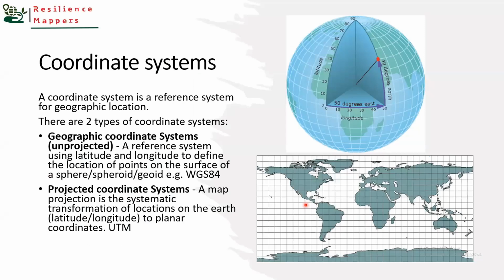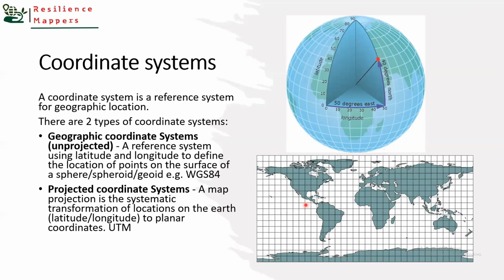Coordinate systems. A coordinate system is a reference system for geographic location. If you remember ordinary level mathematics, coordinate systems have X and Y, then sometimes Z. Even here in GIS, we have that kind of system where we have the origin and something which we could call the Y-axis and the X-axis. The only difference now is that it is georeferenced, like a real thing on the ground.